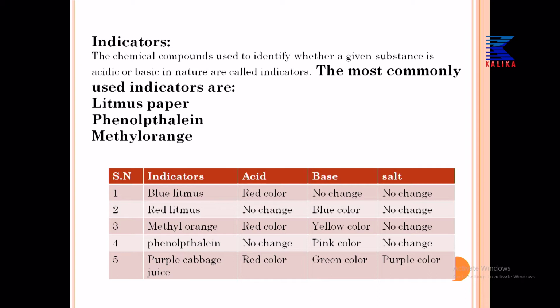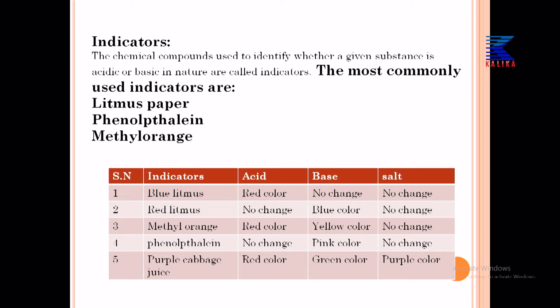So, here in the table you can see blue litmus paper: in acid it changes into red color, in base no color change, in salt no color change. That means blue litmus paper only identifies the acids, changing its color into red. Similarly, red litmus paper changes its color into blue color in basic solution, whereas there is no change in acid and salt.